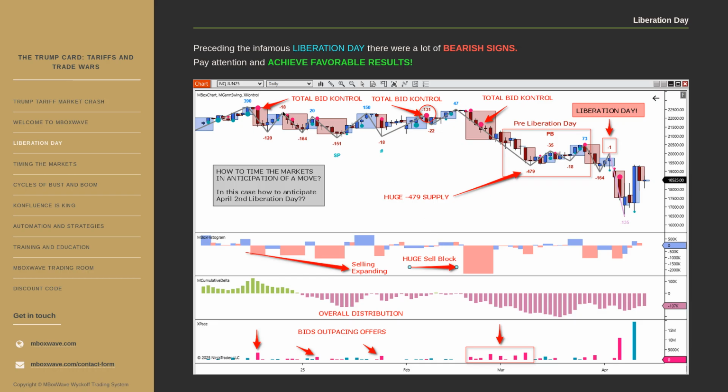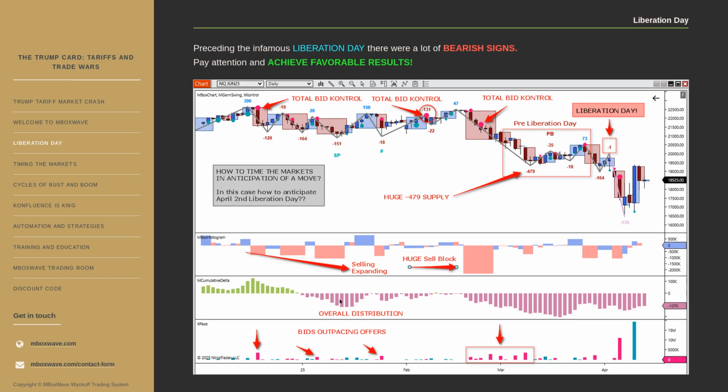So we already see a change here of selling expanding, buying drying up. We had these total bid control dots here, 1, 2, 3, right? And we had one total offer, so the bids are in control 3-1. That's already significant.